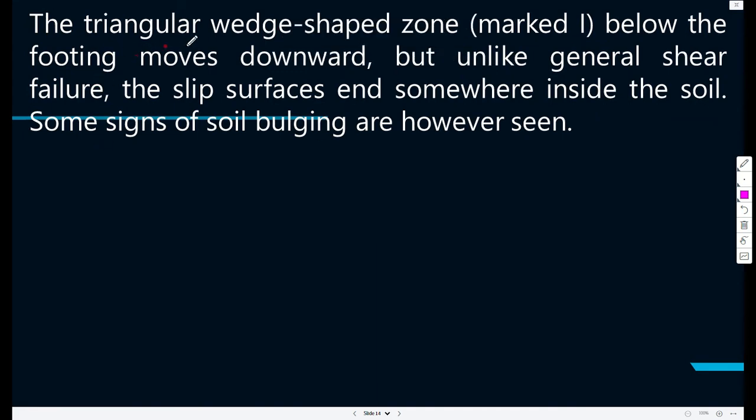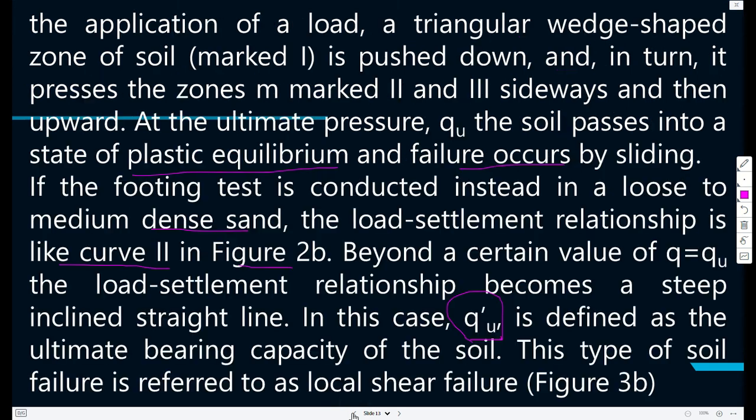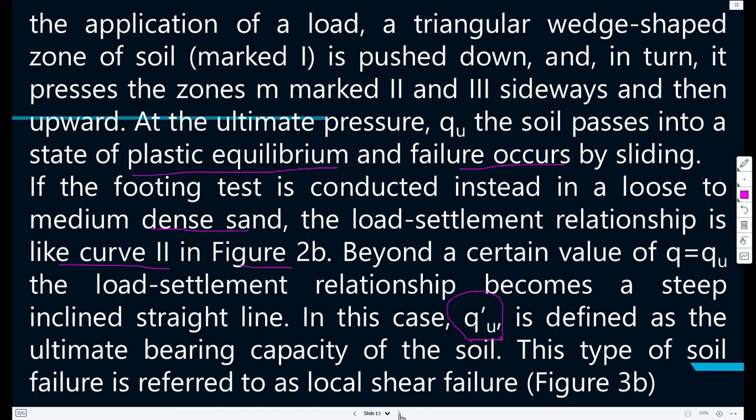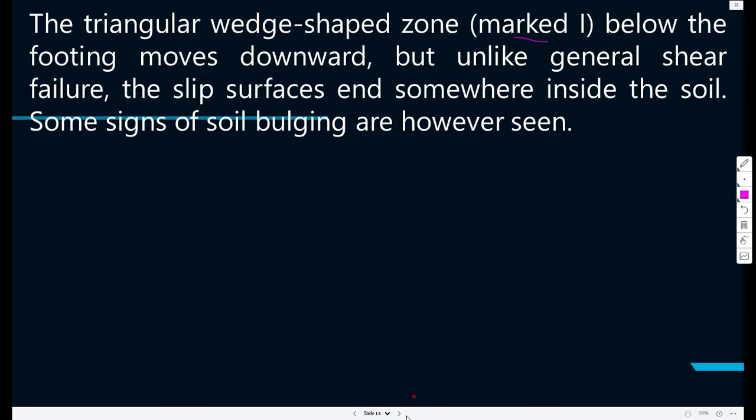The triangular wedge shaped zone marked 1 below the footing moves downward, but unlike generalized shear failure, the slip surface ends somewhere inside the soil. Some signs of soil bulging are, however, seen. So it's not very clear for local shear failure. There would still be some signs of bulging, but this log spiral surface ends somewhere within the soil because the soil is loose and not very stiff.